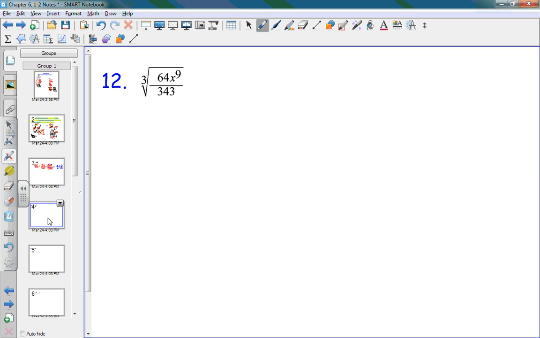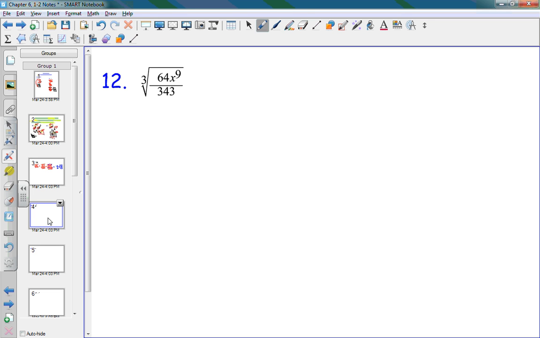Number 12. Do I have any variables in there? Yes. So now I need to concern myself with absolute value, correct? And now my question is when do I have the possibility to have absolute value bars? When do I have the possibility to have absolute value bars? When I have an even root with a resulting odd exponent, right?